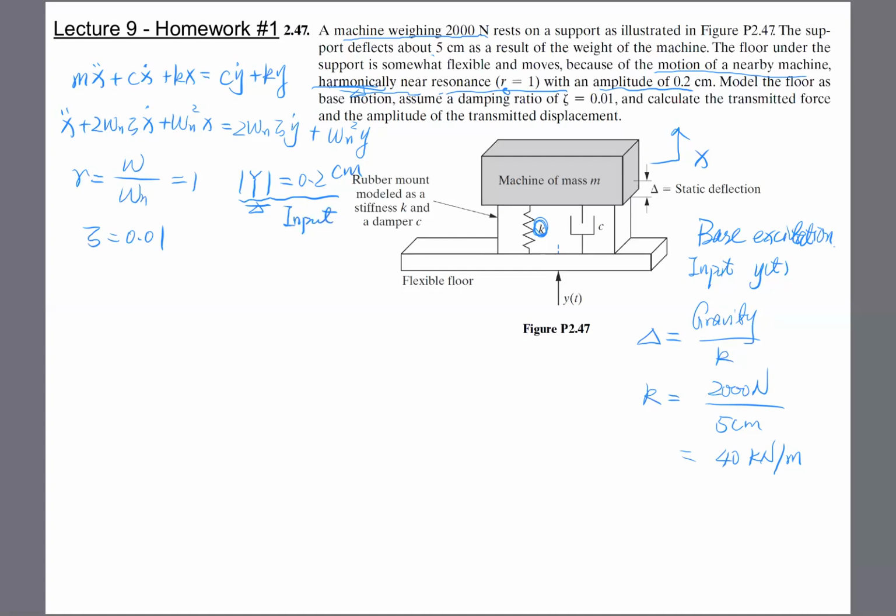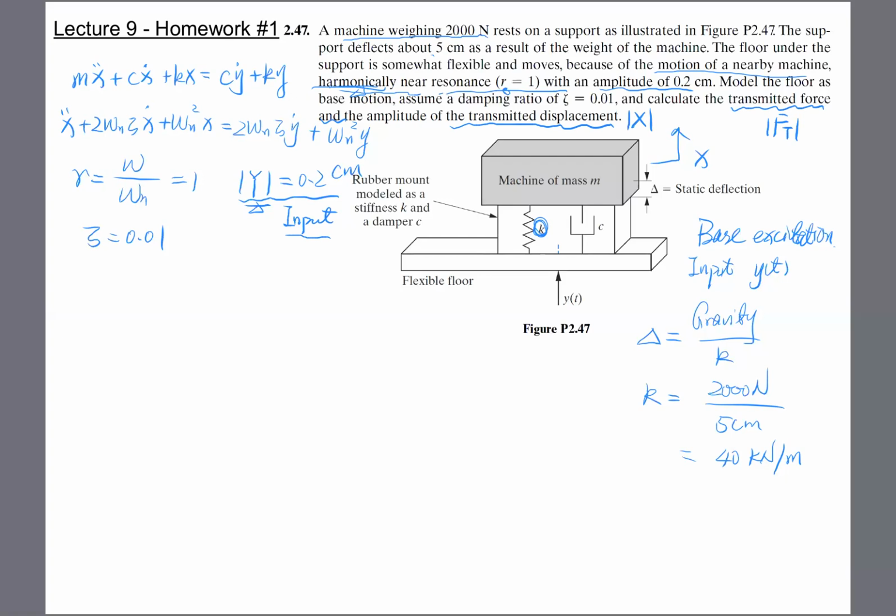So if in the exam, if I give you the base velocity or base acceleration amplitude, then you should be able to change these accordingly. So we know the base inputs, and then what we need to calculate. We need to calculate the transmitted force, and we need to calculate the transmitted displacement. That's your transmitted force, transmitted displacement.